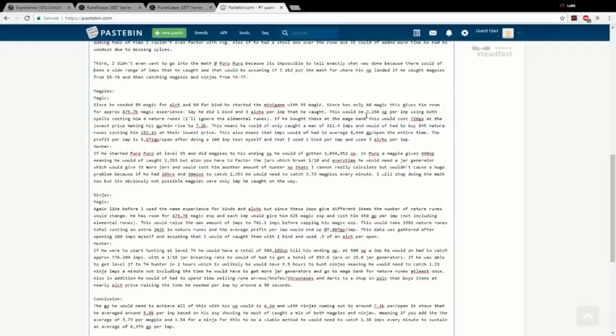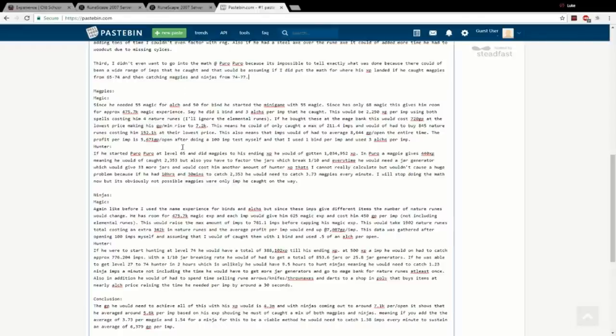So if you look at this number, this is how much XP he would get per imp that he caught in magic. So this would only give him 211 imps of room, and he would have to average 8,644 GP per imp the entire time. And he would need 5,671 GP per imp. And he's about 3k short per imp.